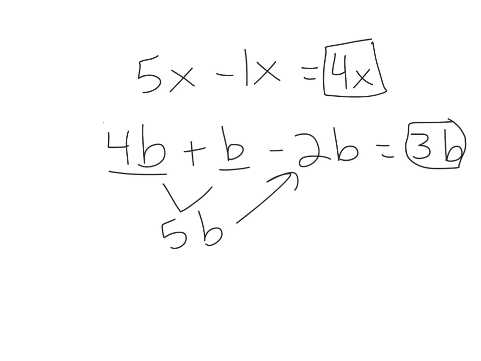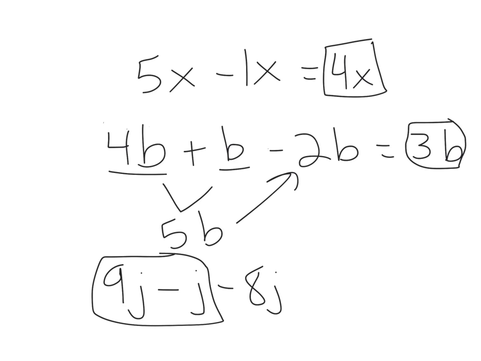Here's another one you might see. Something like this: 9j minus 1j minus 8j. So if I combine these two, I'm doing 9 minus 1, right? Or 9j minus 1j, so that's 8j. 8j minus 8j would just leave me with nothing, right? So my answer for this would simply just be 0. There's nothing left, okay? You have 8j's, you take away 8j's, you have nothing left. So the answer there would just be 0 for that.